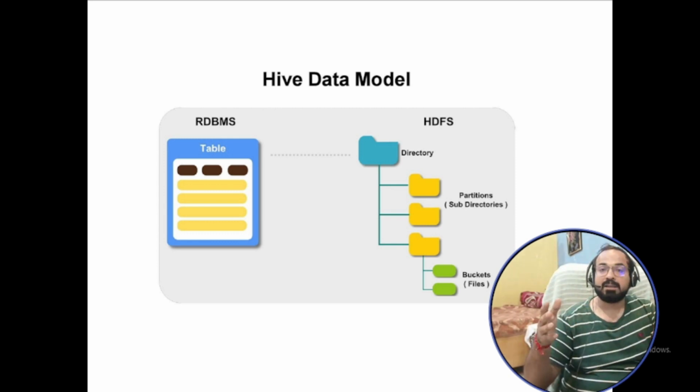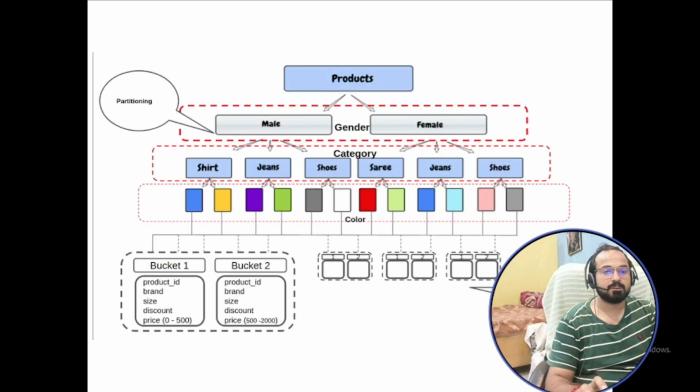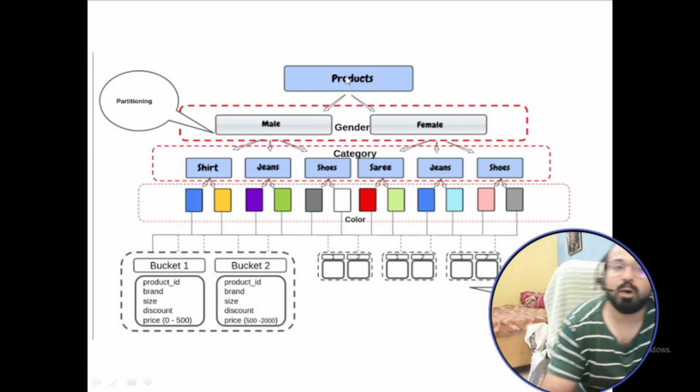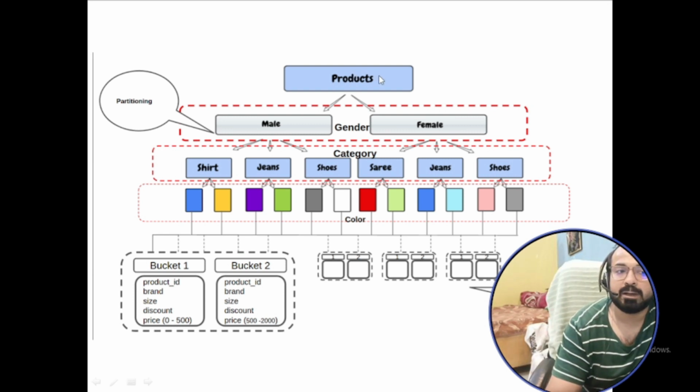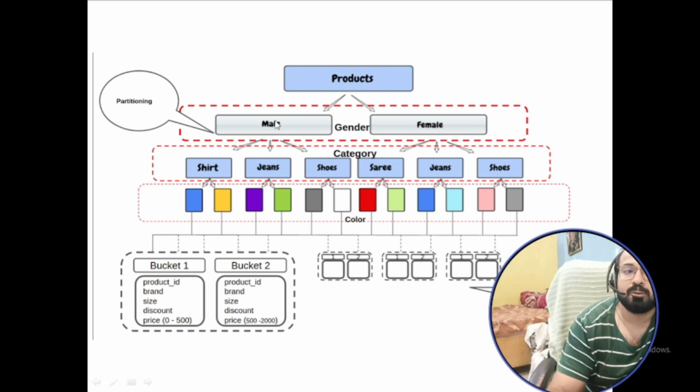So partitioning you can perform in many ways. Here I'll show you a diagram. Suppose you have a product table. Inside the product table you partition your data based on male and female. So you have a gender column, and based on the gender column, inside HDFS Hadoop will create two folders, male and female.